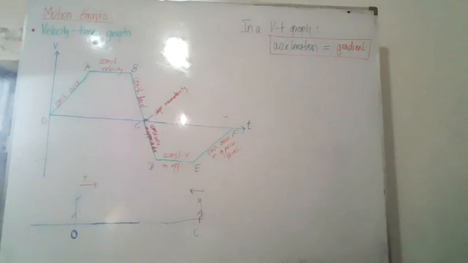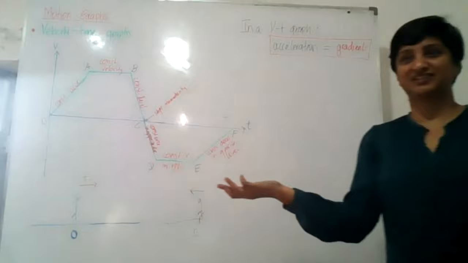In a speed time graph, you don't draw the negative sign. You don't think of direction. You just care about the value of the speed. That's a good question.